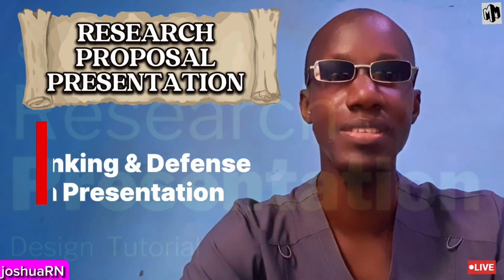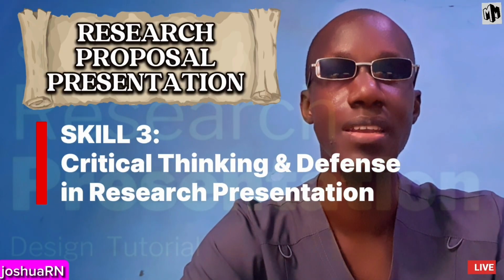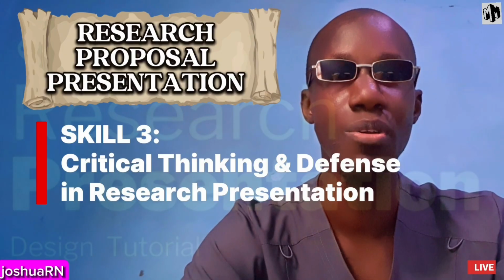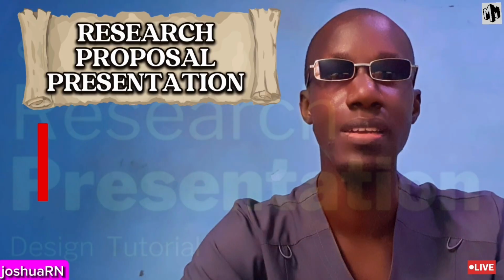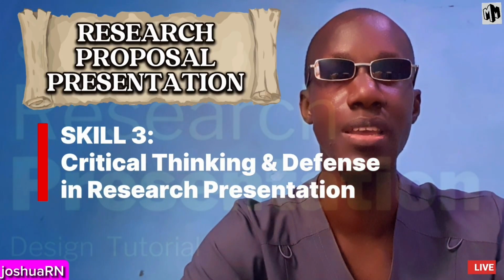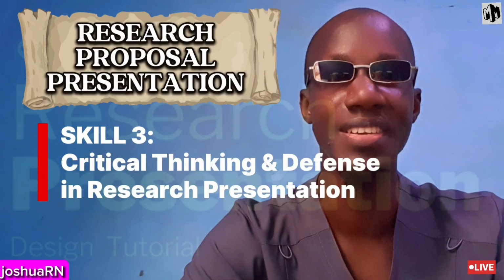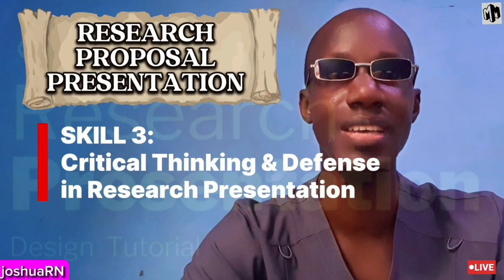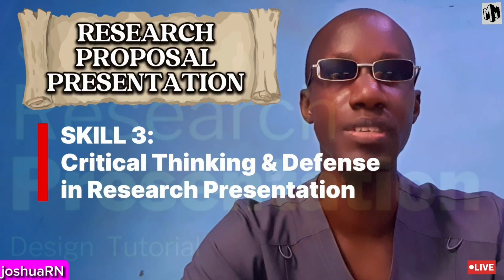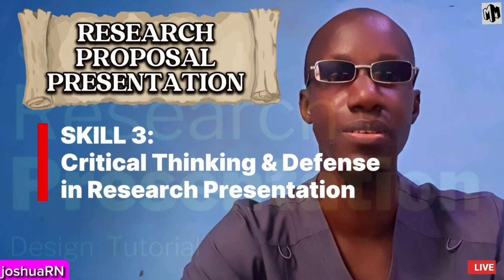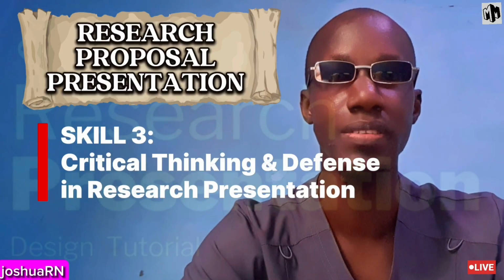Then skill number 3, critical thinking and defense in proposal presentation. So what about critical thinking and research defense? You need to apply a concept we call anticipatory thinking, whereby you identify your potential weaknesses and be prepared for rebuttals in case they happen. Then conciseness. You need to strip away information that is not necessary, that is to keep your research to a 15 slide limit. So that is very critical that you maintain your time well with a 15 slide presentation.